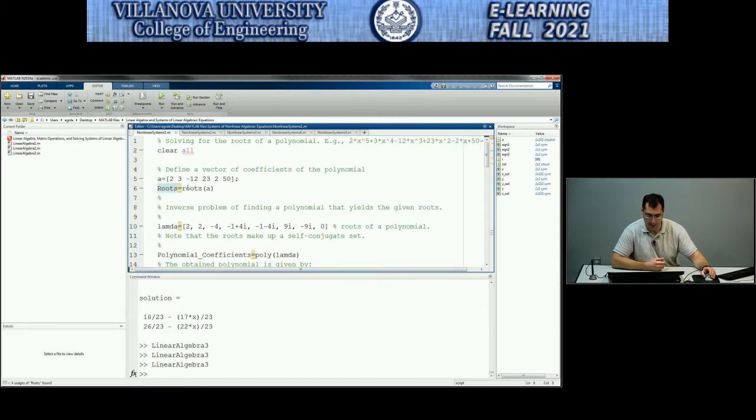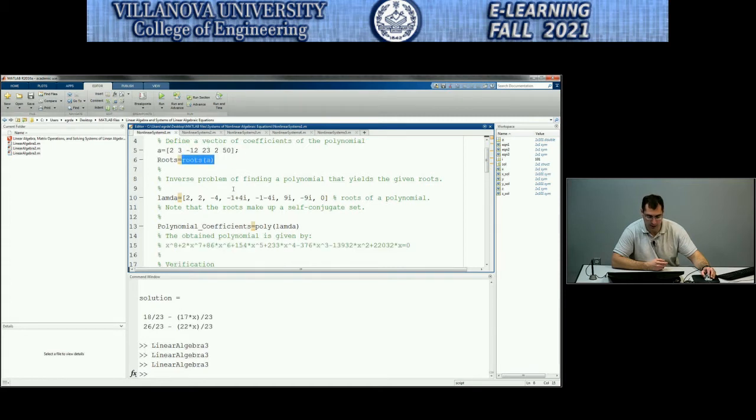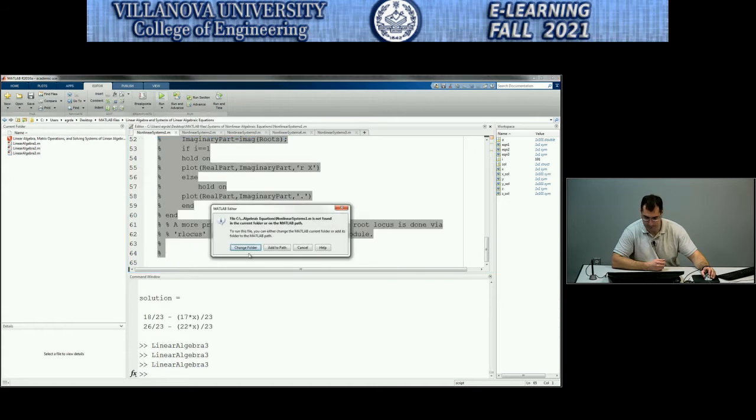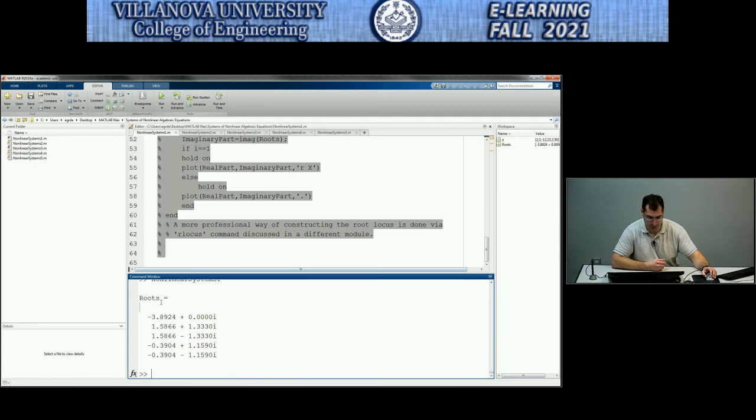There is a very simple command called roots, but for this command you need to define a vector of coefficients of that polynomial. So if my polynomial is 2 times x to the power of 5 plus 3 times x to the power of 4 and so on, this is how I define my vector of the coefficients. Then I apply the command called roots to that vector, and MATLAB will give me the solutions. So let me show you how that works. Okay, so MATLAB gives me the roots, 5 roots.